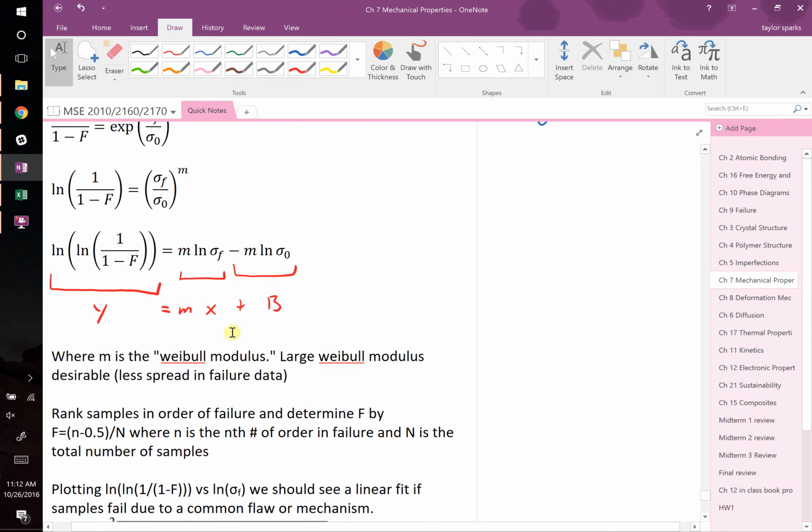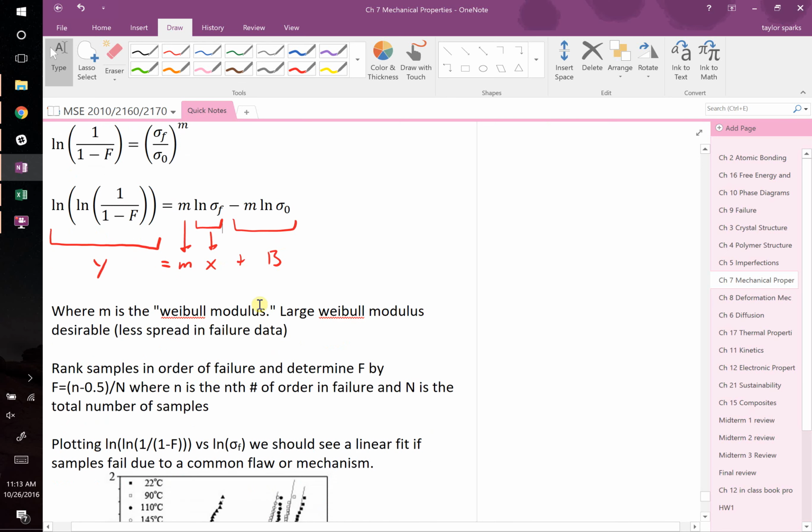So m is the Weibull modulus. Let's actually separate this to be a little clearer. Natural log of your failure stress is going to be your x value, and this whole term is going to be b, right? So let's do one more thing here.